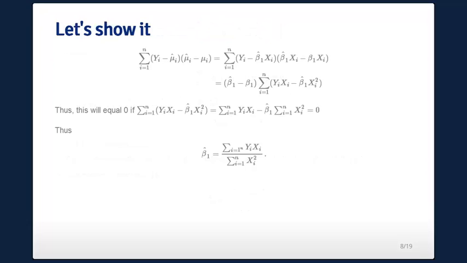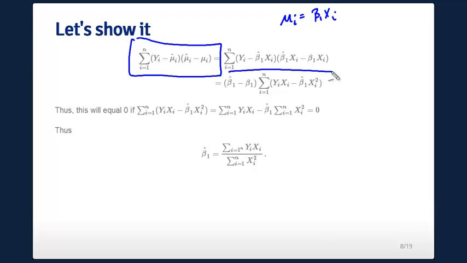But let's just show that this works out to be the case. Here's the criteria that we have to meet. This is the criteria that we need to be 0, and here we've parameterized mu i to be equal to beta 1 xi. So plugging in our beta 1 xi and mu i hat as beta 1 hat xi, we get this equation right here, just plugging in.